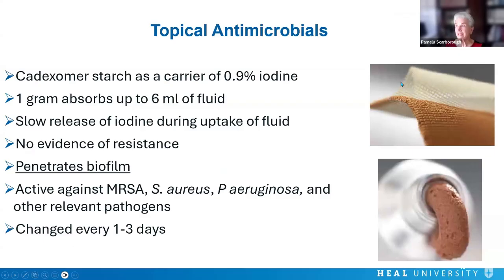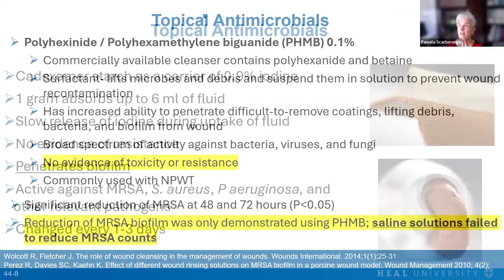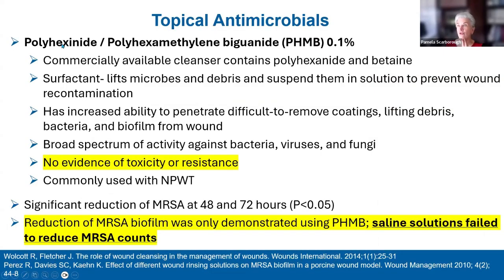Topical antimicrobials, again, this is your cadexomer iodine that does penetrate the biofilm. So we have our topical antimicrobials, your polyhexamethylene biguanide. It's commonly used in negative pressure. We have the research that shows significant reduction of MRSA. And the reduction of MRSA was only demonstrated using PHMB. Again, they did some research. Saline solutions failed to reduce the MRSA counts.